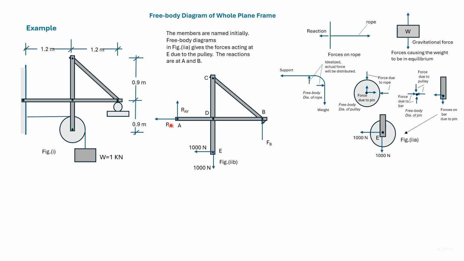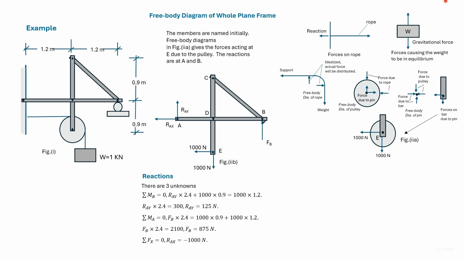We have three external reactions, RAX, RAY, and FP as well. By taking moments about the point B, we can find out RAY, and summing up the horizontal forces, we can find out RAX. By taking moments about the point A, we can find out FP. So these forces have been found out as given here.